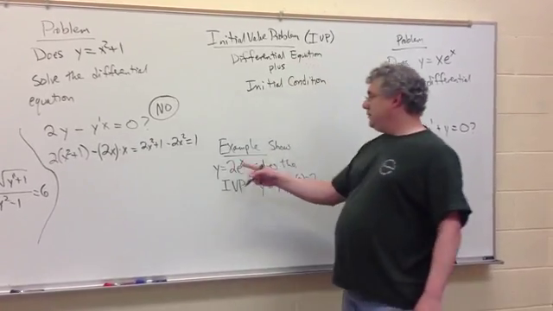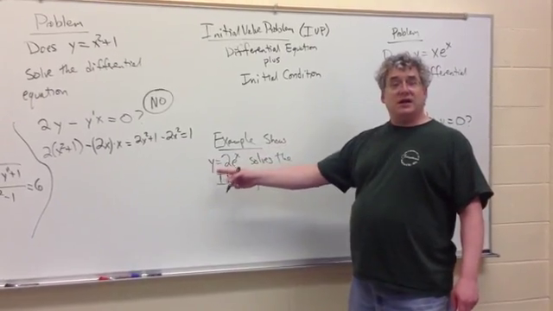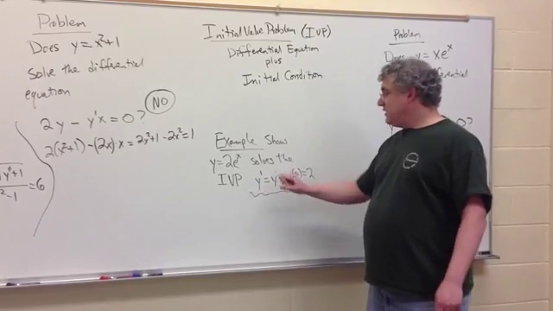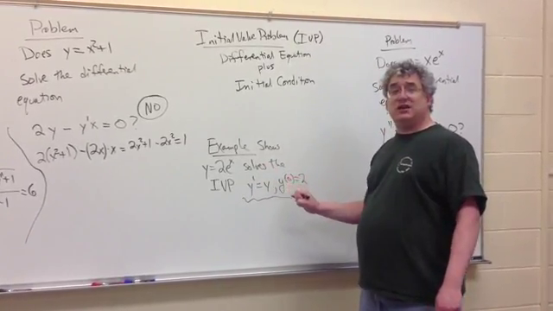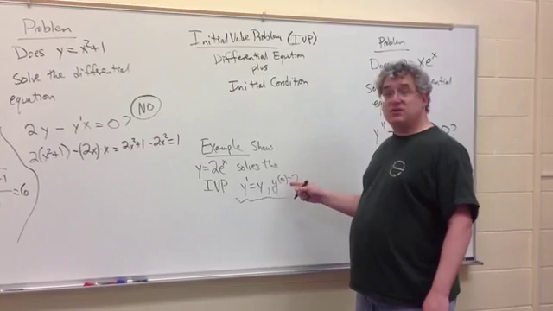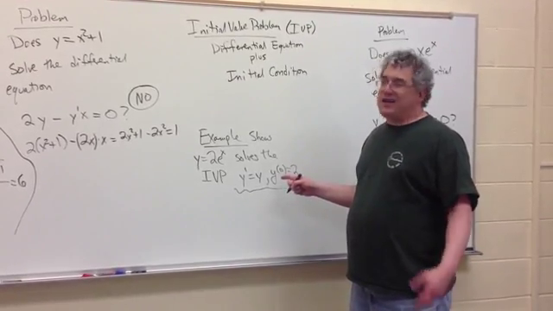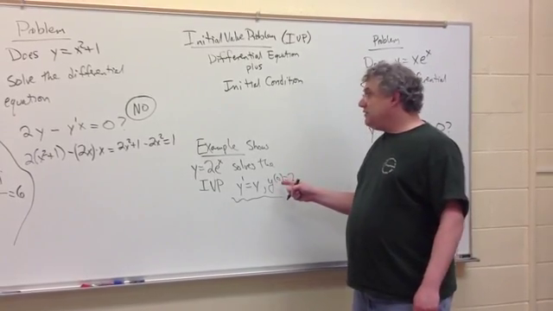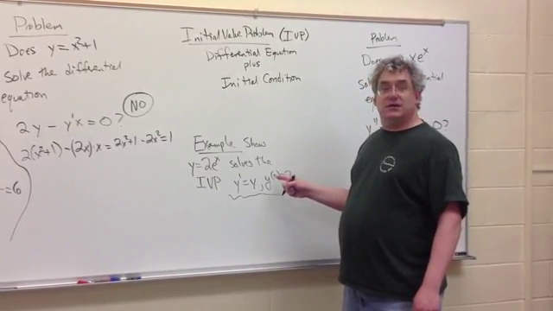So for example, show that y is 2e to the x does in fact solve the initial value problem. Notice this. There's a differential equation, and here's an initial condition. What does this say? Y of 0 is 2. Normally when we write y's, we don't put anything after them, but if y here is a function, the variable, the x or whatever it is, is 0.